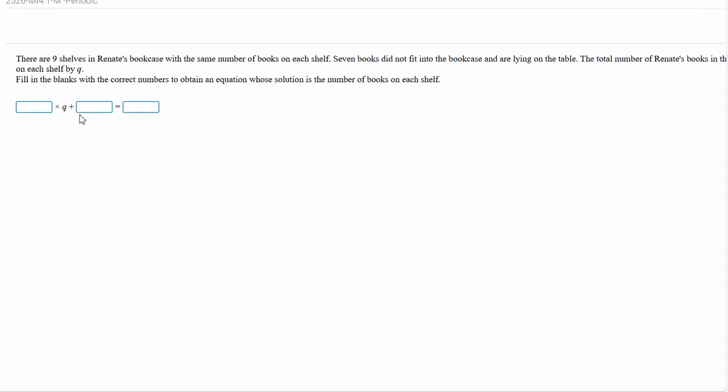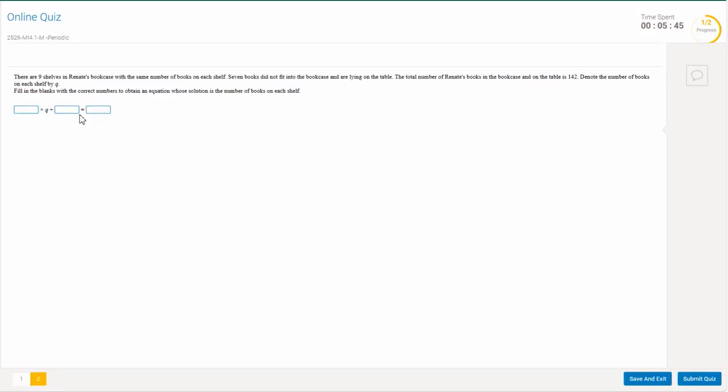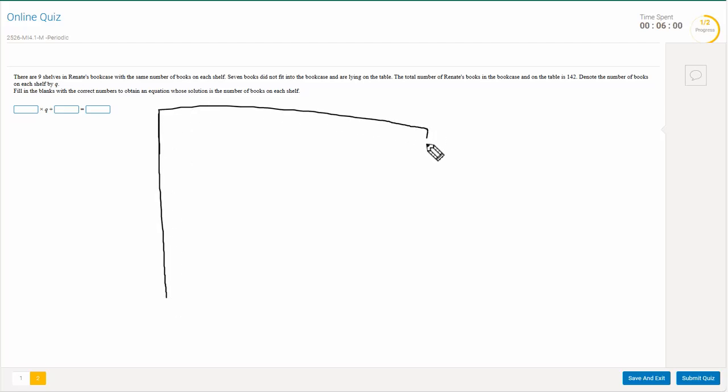Here, this is a question that I know a lot of people struggle with, but it's very easy if you understand it and try to make a picture of it in your head. The more you picture it, the easier it will be for you to translate these words into the equation. What does this mean? There are 9 shelves in Renetta's bookcase. So I will try to make 9 bookshelves. Just give me 1 minute.